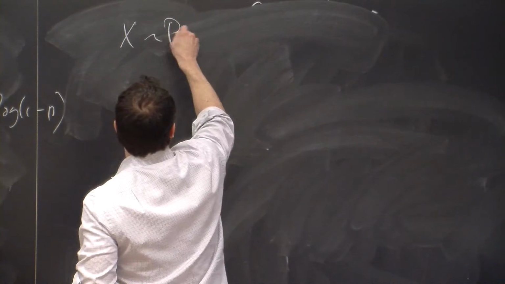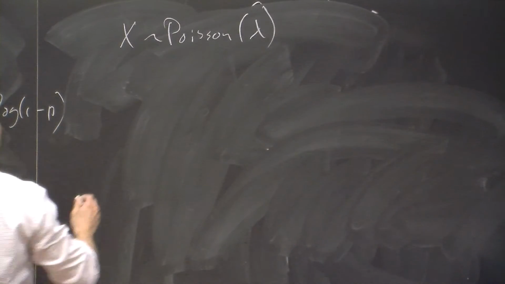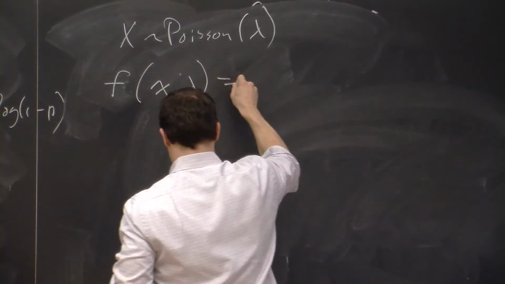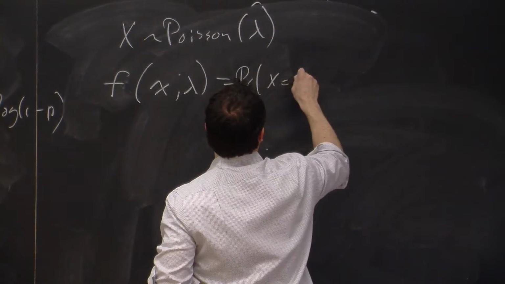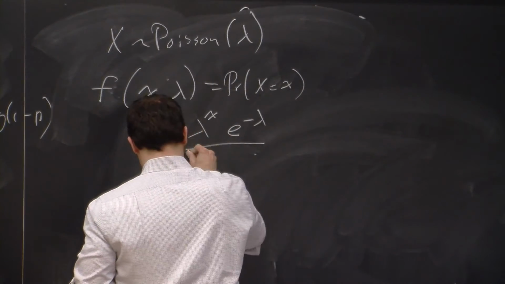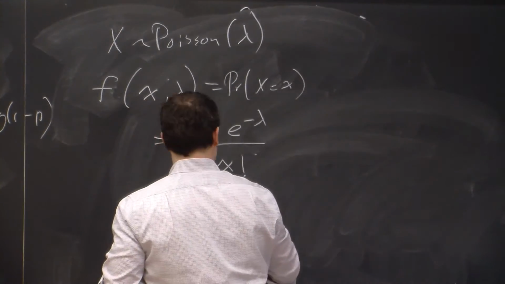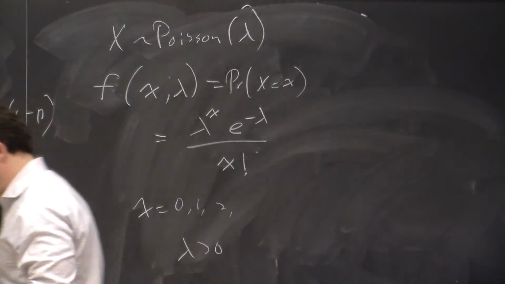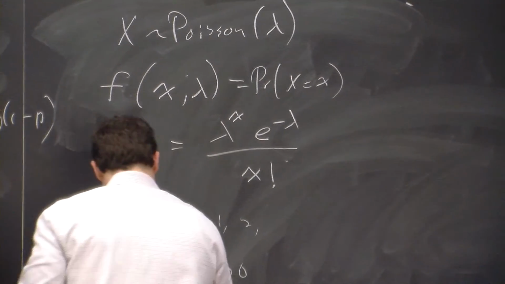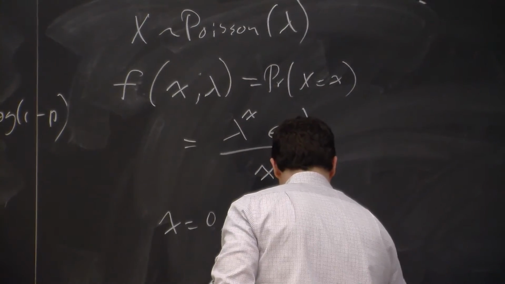Okay, so we have a random variable which is distributed Poisson with a parameter lambda. The mass function is lambda to the x e to the minus lambda over x factorial. So x is a non-negative integer, and lambda is a positive number. The expectation of this is equal to lambda, and the variance is also equal to lambda.